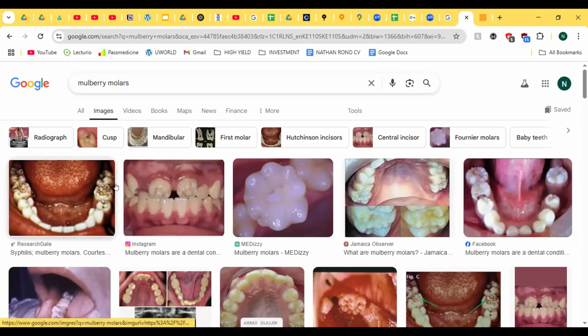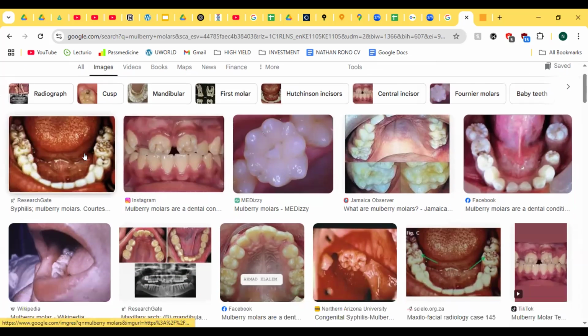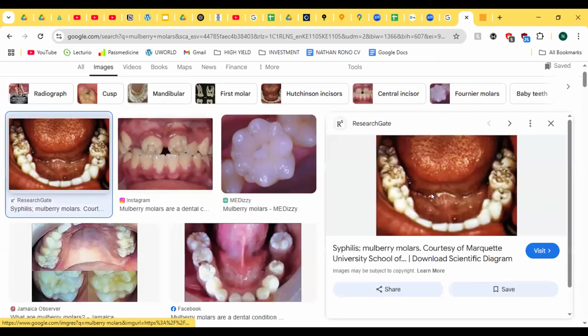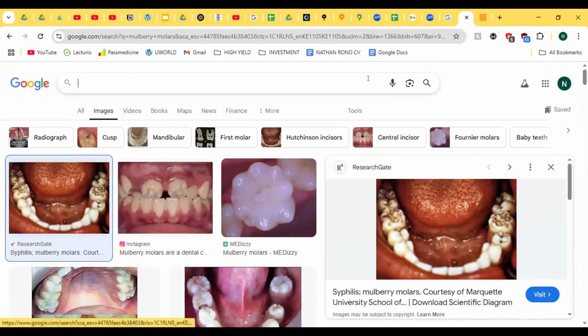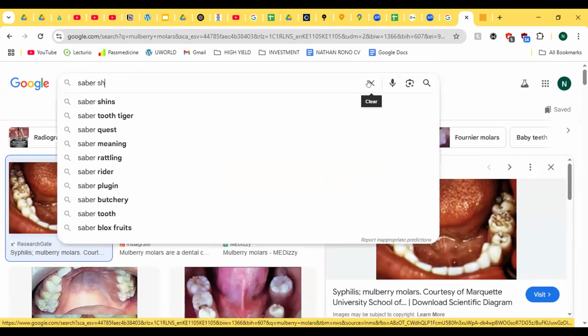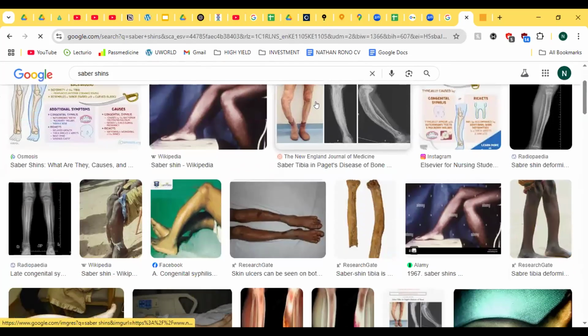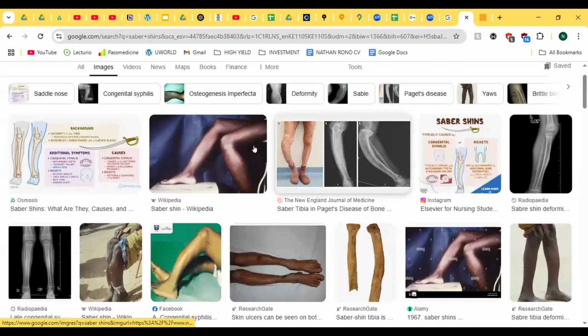Okay, can you see them? They look like mulberry. Can you see them? They are overly notched here. Okay. Yes. Is there another one? Oh, the saber shins. I want to show you the saber shins, how they look. So all these features you can be asked about in a spot. Remember, they're all for syphilis.